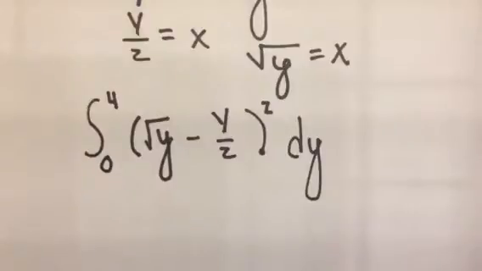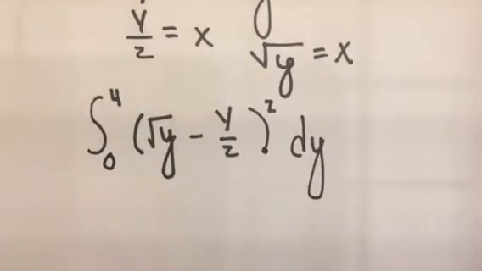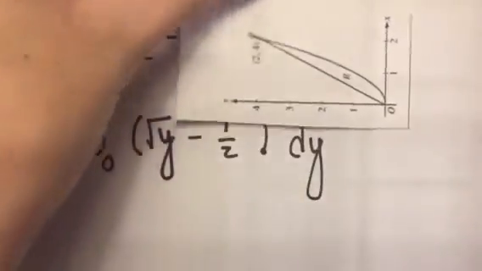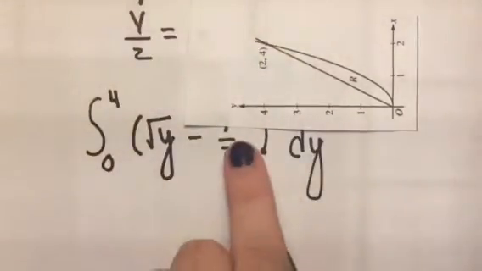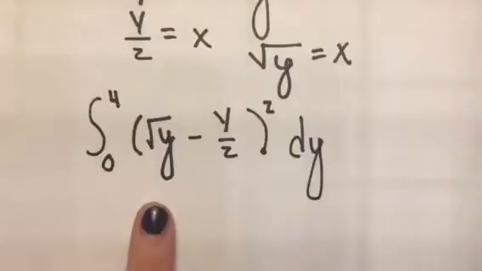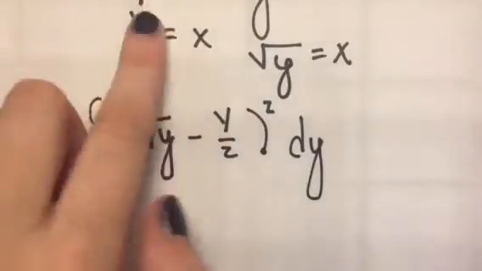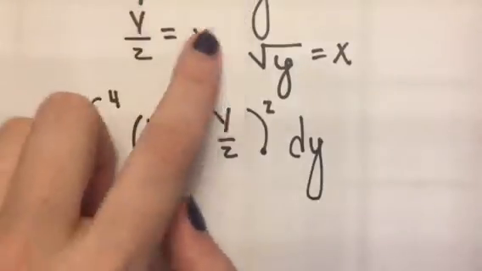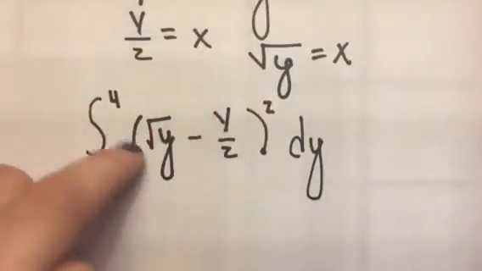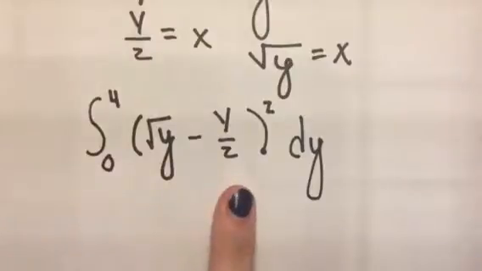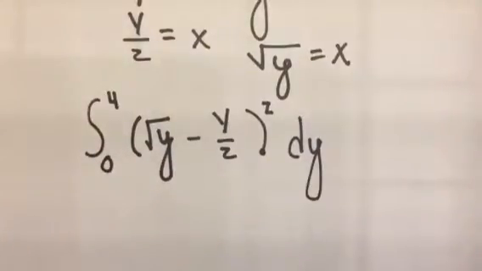So here, our limits are changed. So now it's 0 to 4, because if we look at our graph, we have from 0 to 4, and our upper function is the square root of y. So no longer was it y equals x squared. Now it's the square root of y is equal to x, and now that's our upper function. This is our lower function, and because it is a square cross section, we're going to square it, and technically it's multiplied by 1. And then dy, not dx anymore, because it's in respect to y.